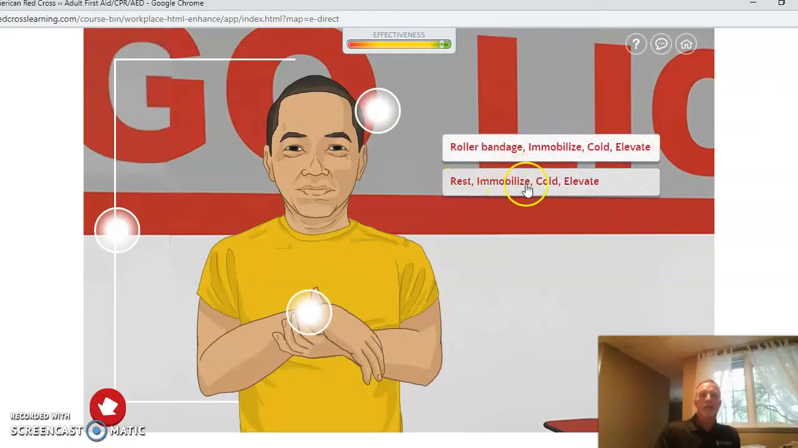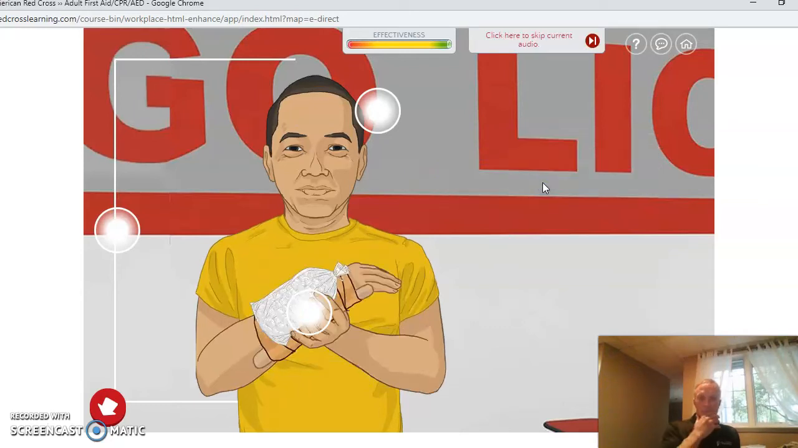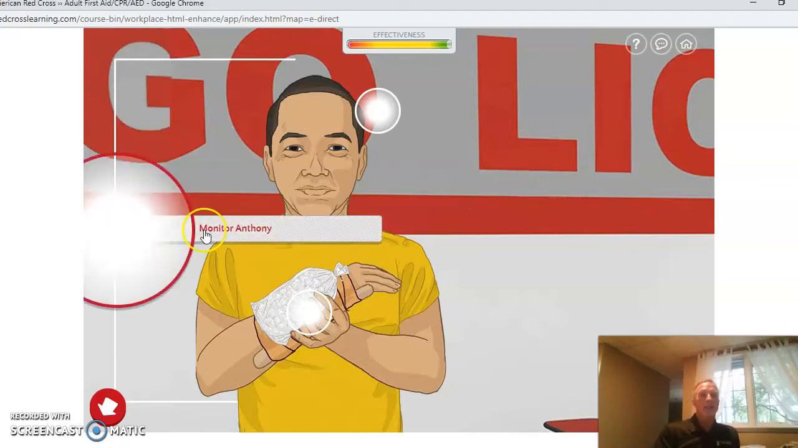Okay, rest, immobilize, cold, elevate. Nice job. Now you should monitor Anthony for any changes in his condition. So you do look, it's elevated, he's holding it, it's immobilized, you have the ice on, it's secured, and it's a little bit above his heart, therefore the circulation will slow down. Now we're going to monitor Anthony.